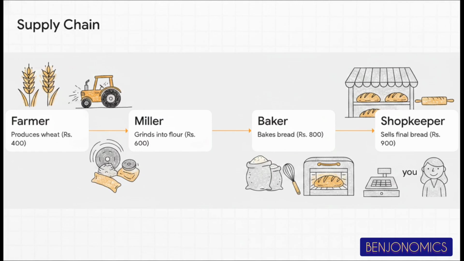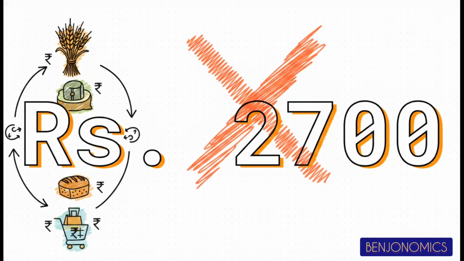Step 3, the baker turns that flour into a delicious, fresh loaf of bread and sells it to a local shopkeeper for 800 rupees. And finally, step 4, the shopkeeper sells that bread to a hungry consumer, let's say you, for 900 rupees. Now, if we were just naive accountants, we might look at that chain and just add up every single sale that took place, right? 400 plus 600 plus 800 plus 900, well, that gives us 2,700 rupees.